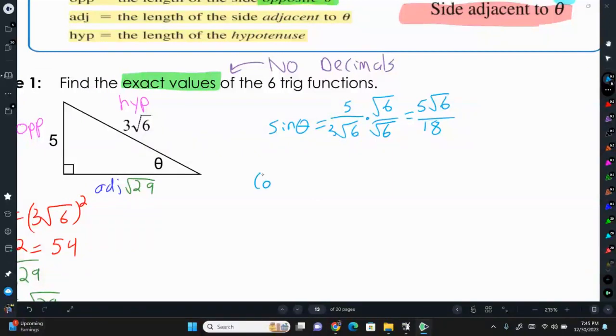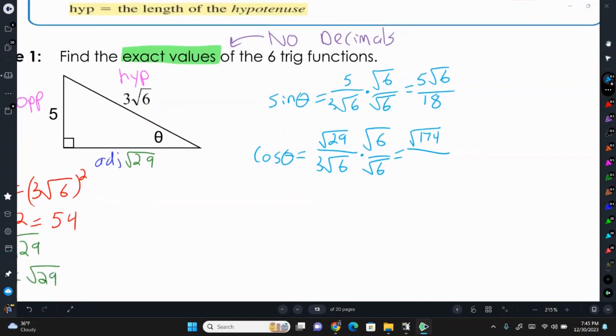Then let's do the cosine. Cosine is the adjacent over hypotenuse, so we have the square root of 29 over 3 times the square root of 6. We'll multiply the top and bottom by the square root of 6. So 29 times 6 is 174. So we get the square root of 174 over, well, 3 times the square root of 6 times the square root of 6. The square root of 6 times the square root of 6 is just 6 times 3, which is 18. And you can verify that in your calculator if you want.